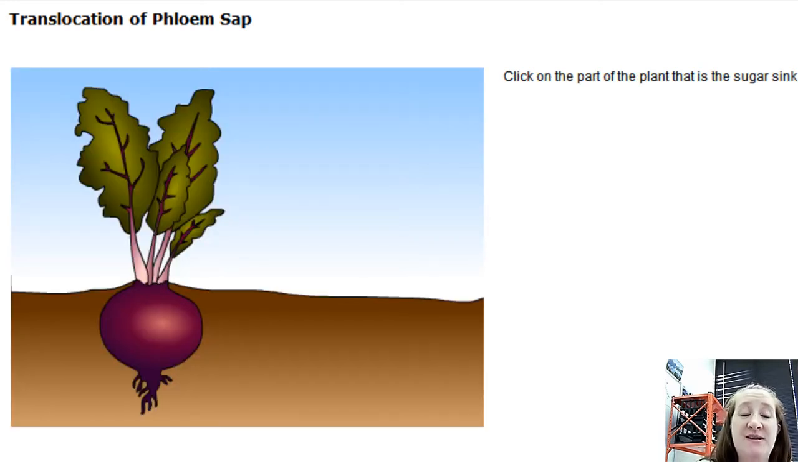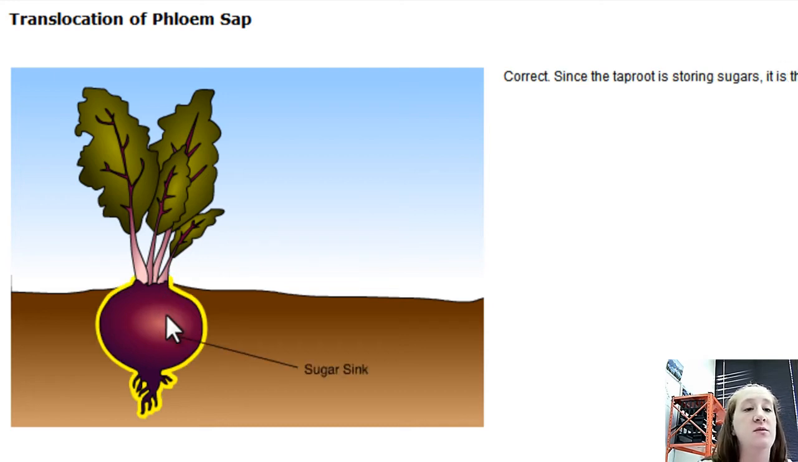So what is the part of the plant that's going to be storing sugar for the plant? Well, in the summer, it's going to be the taproot.